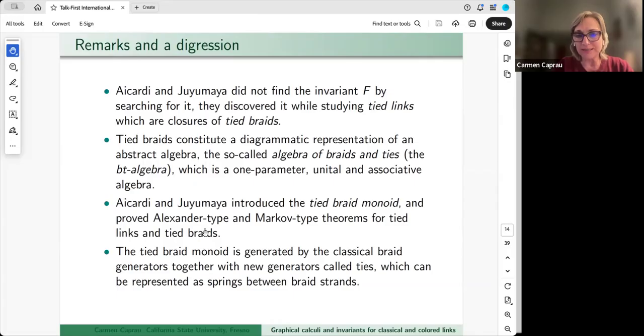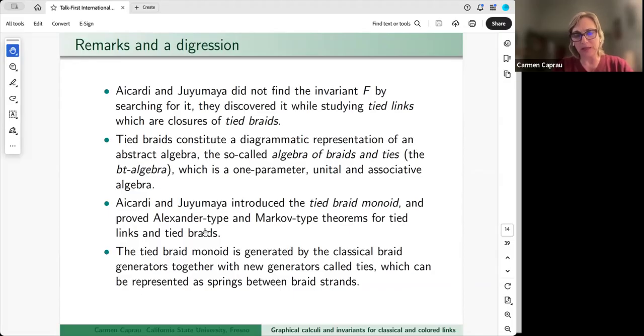The tied braid monoid is generated by the classical braid generators together with new generators which they called ties. And they represented them as springs between braid strands. Now you can think about those springs as telling you which strands in the braid are colored the same. So that is what the ties represent in this context.